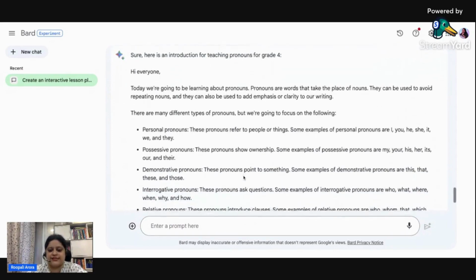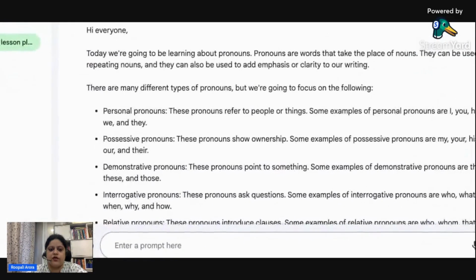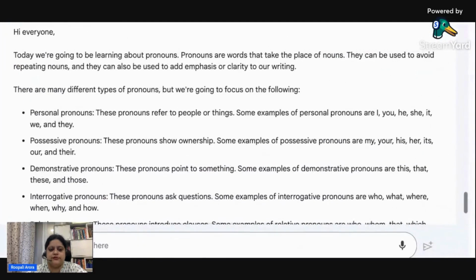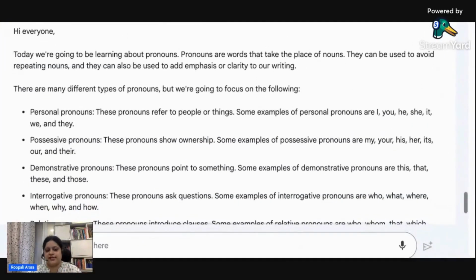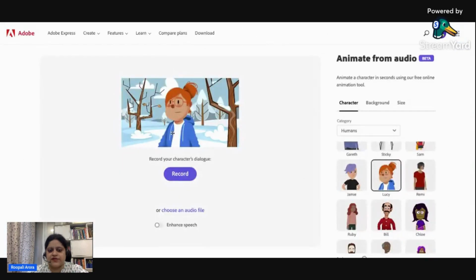All right, so that's the script ready for me for grade 4. I'll now give these dialogues for Lucy. So how will I do that? I'll go back to Animate Your Voice, come to that page where I selected the background and the character of Lucy, and I click on record. Then I start reading my script.